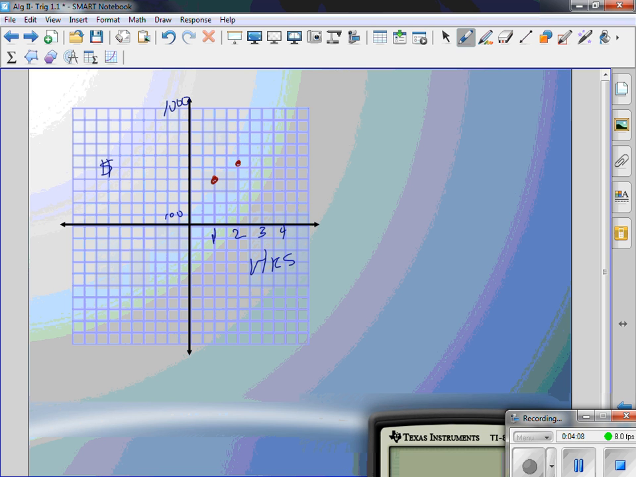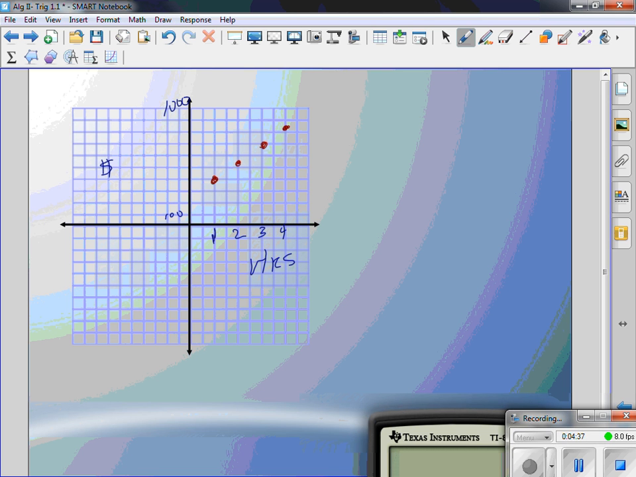Too many people want to do this every time: count over 4, up 5. That works, but I used the previous point to help me out. I know this was 400, so only one more is going to be 500. What's the next one? 700. So if I skip over, that's 3, that's 6, that's 7. And what's our last point? 850.